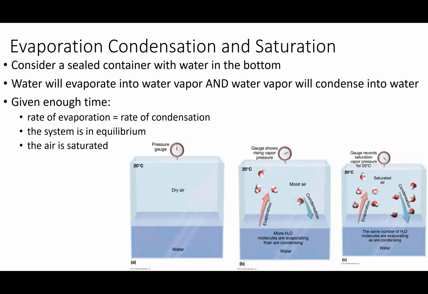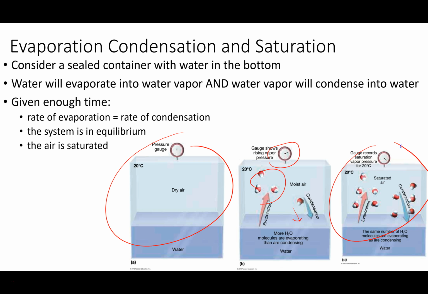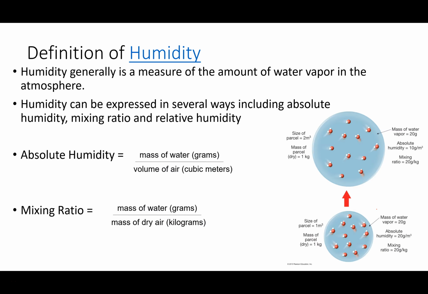I really like this figure because it shows there's no water vapor here. If we give it time, you can see the water vapor increasing. We see water vapor particles here, a little bit of condensation. And here is a place that we call equilibrium. The air over here is saturated. We have evaporation and condensation, but it's going on at equal rates.